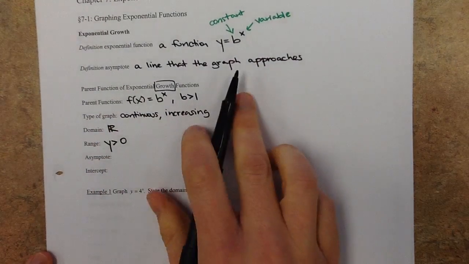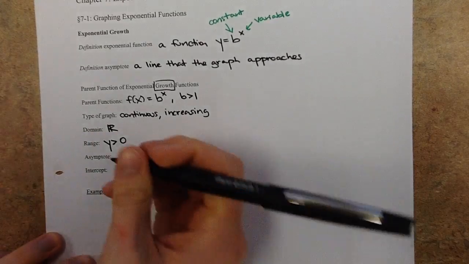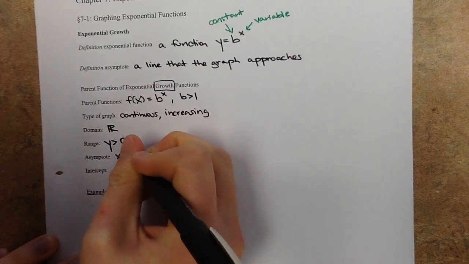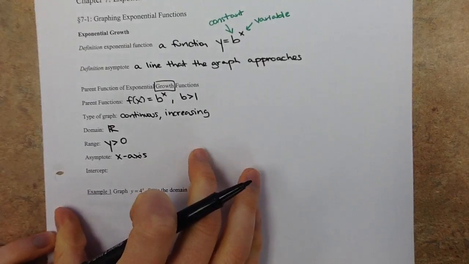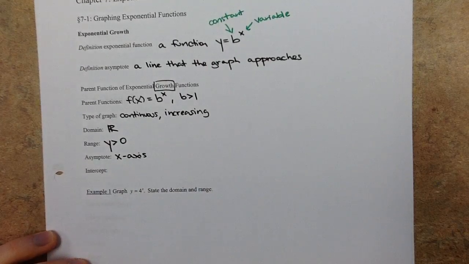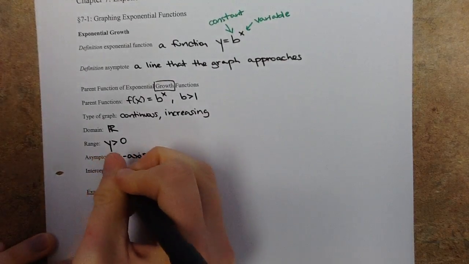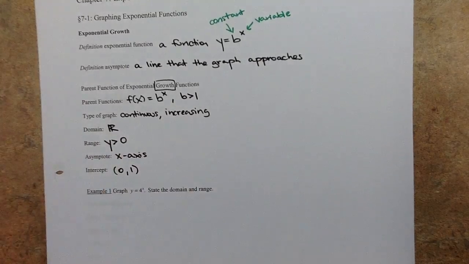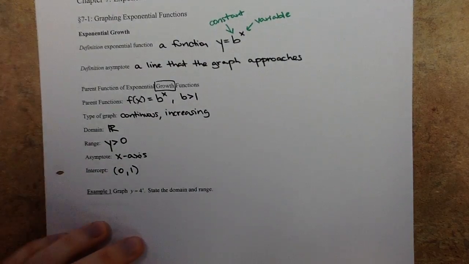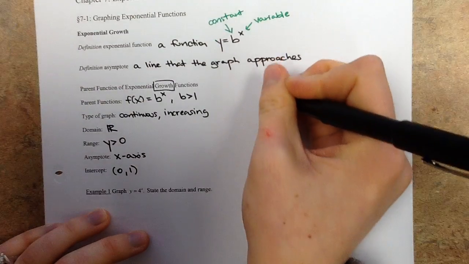All right, asymptote, a line that the graph will approach: the x-axis. Okay, so this stuff won't mean a ton until we see the graph, but we're going to write it all down anyways. And then the intercept. We only have one intercept. It's a y-intercept at 0, 1. Okay, so let me show you what the parent graph looks like.